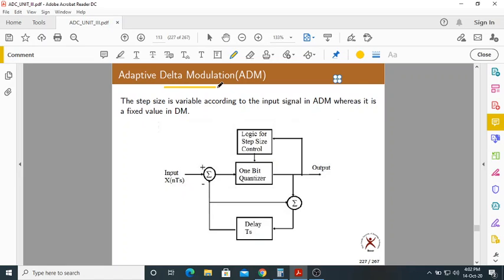There is one more advanced version of delta modulation, an updated version, that is called adaptive delta modulation. The name itself indicates it is adaptive. What is adaptive? The step size is adaptive. Here the step size is not a constant now. We can change it according to our need or requirement. This logic will decide the step size of the quantizer. So we have an extra device, that is called logic for step size control.